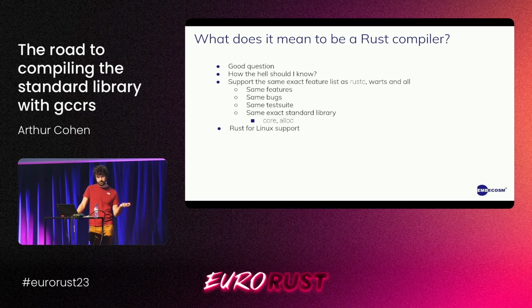Finally, a Rust compiler should be able to compile Rust for Linux. So we want to be able to provide Rust for Linux support. This is one of the reasons why the GCC-rs project is currently funded.